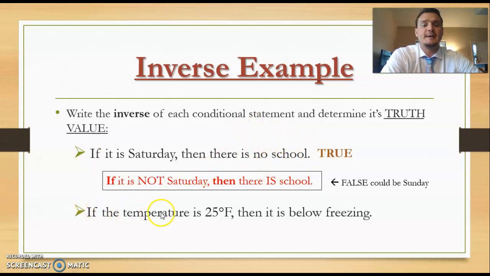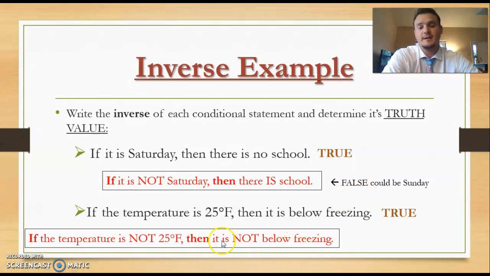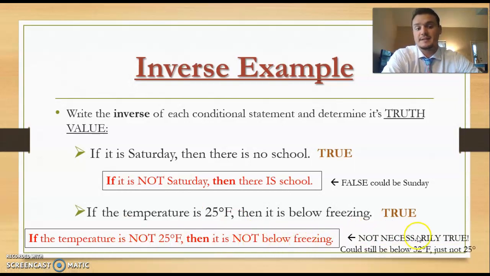The second one is if the temperature is 25 degrees Fahrenheit, then it is below freezing. Again, we saw that this was true. So inverse would be if the temperature is not 25 degrees Fahrenheit, then it is not below freezing. So if it's not 25 degrees Fahrenheit, it can be any other temperature other than 25 degrees that is not below freezing. That's not true because, again, we could have anything under 32 degrees and it would still be below freezing. So we could have like 26 degrees. So it's not 25, but it is below freezing. So this is actually not a true statement. So there is a little line of thinking going on where you're trying to determine if it's true or false.